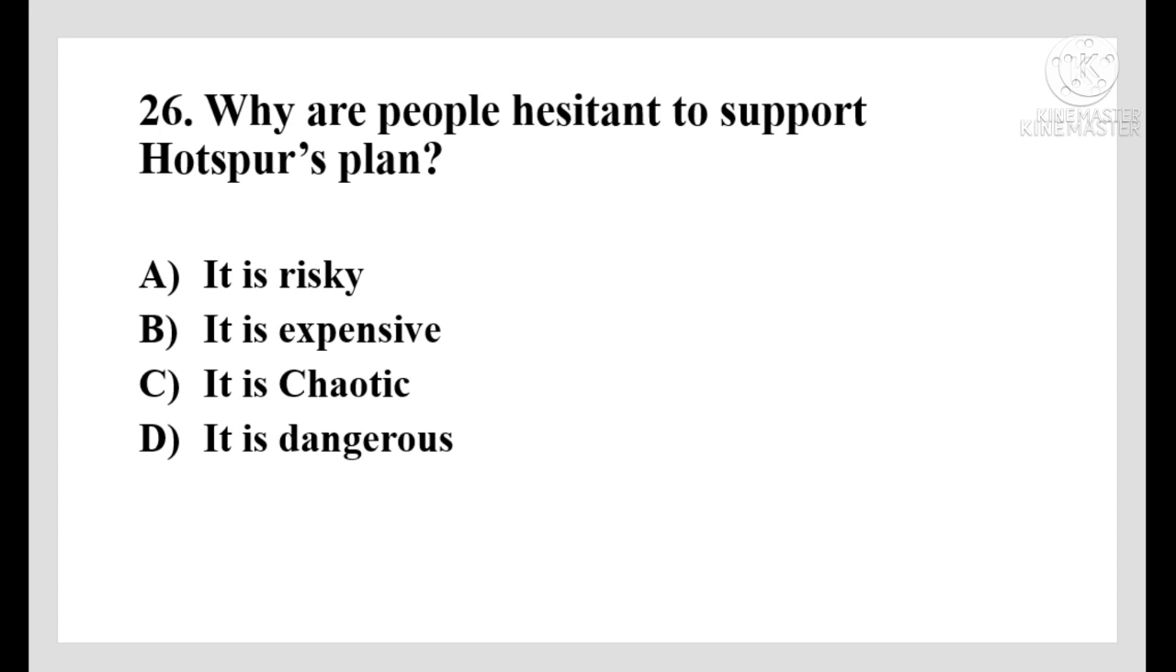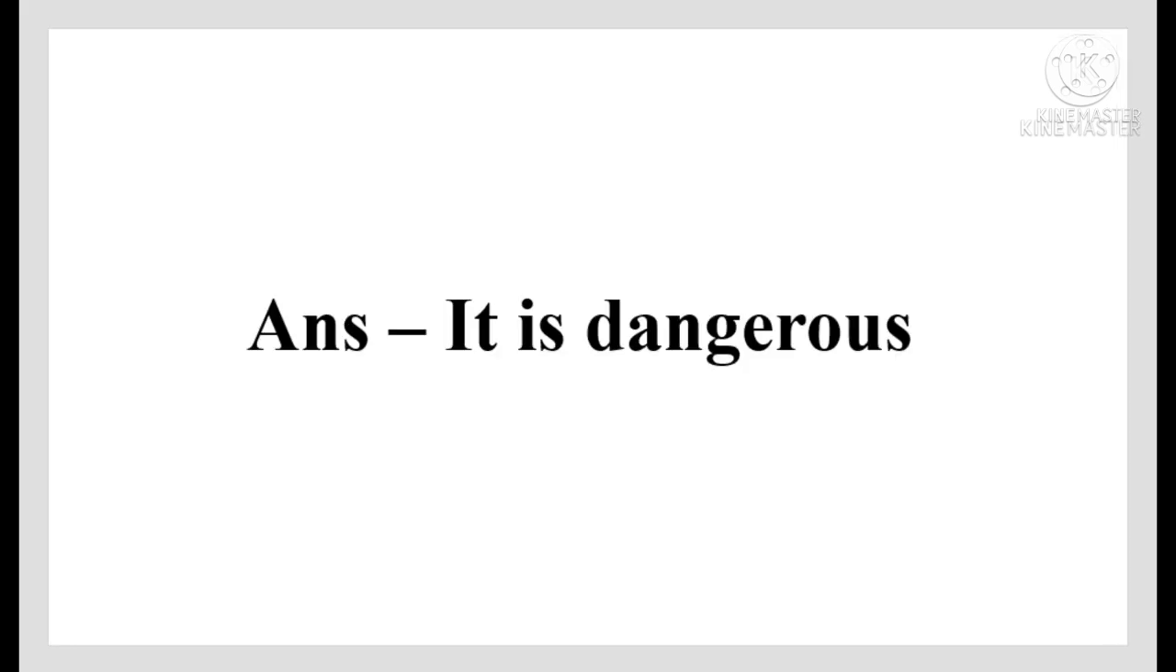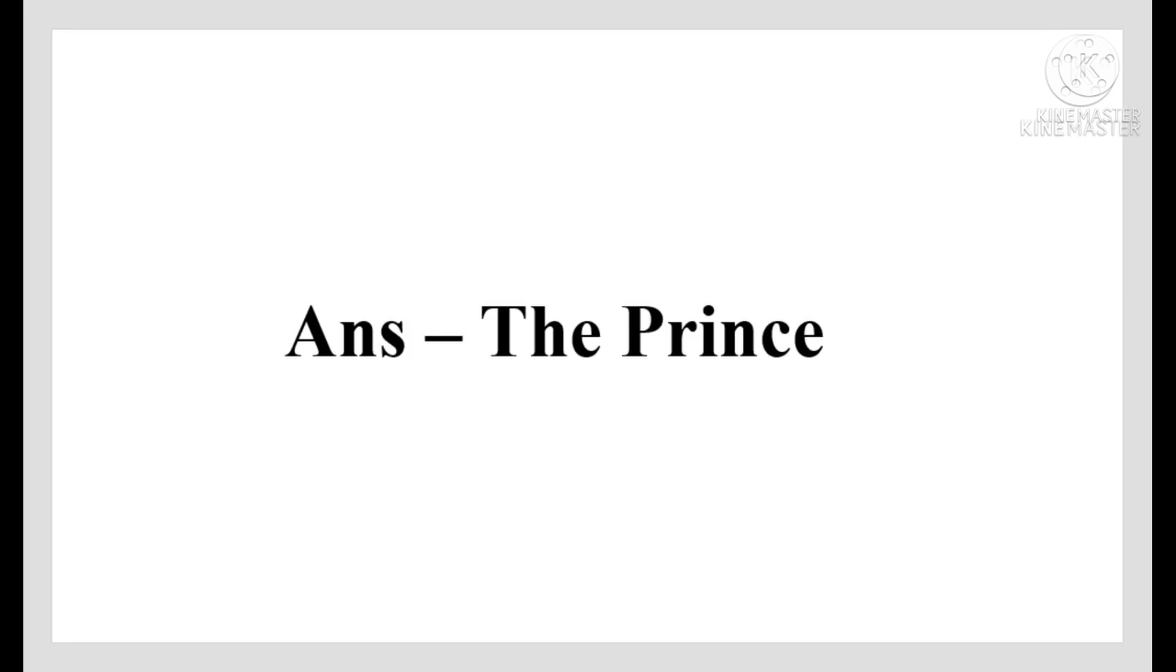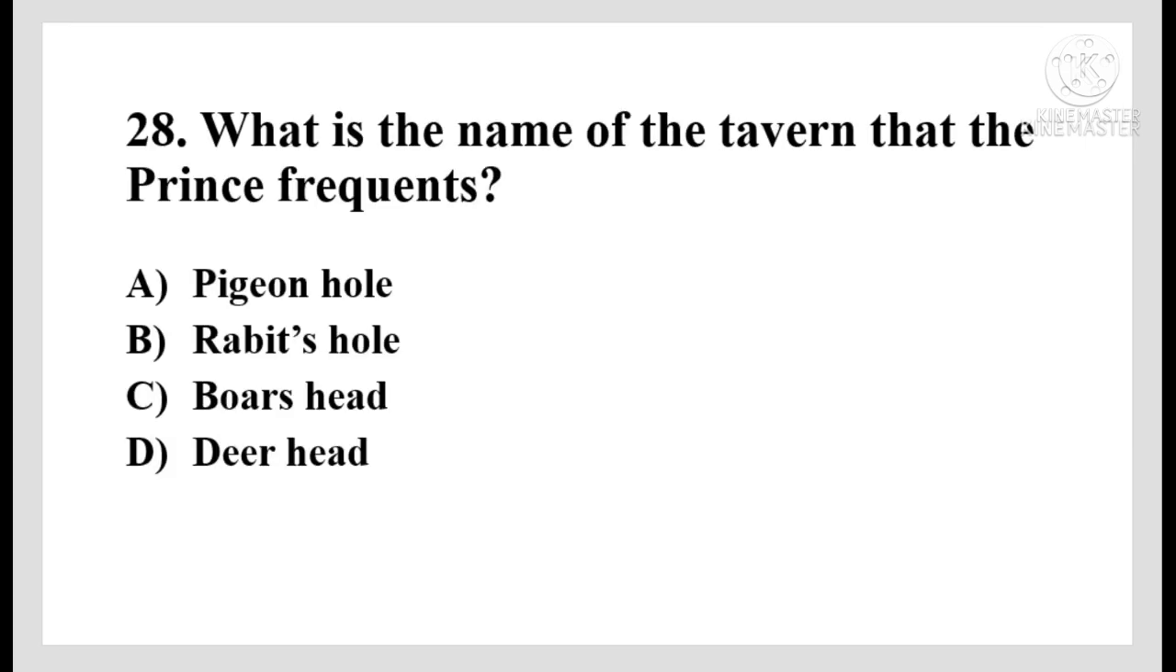Answer: the butler. Why are people hesitant to support Hotspur's plan? It is risky, it is expensive, it is chaotic, it is dangerous. Answer: it is dangerous. Who helps save the king's life on the battlefield? Blunt, the prince, Lancaster, Angus. Answer: the prince. What is the name of the tavern that the prince frequents? Pigeon Hole, Rabbit's Hole, Boar's Head, Deer Head.